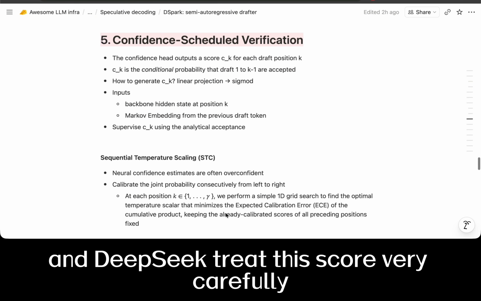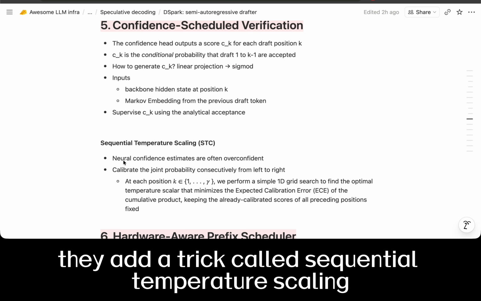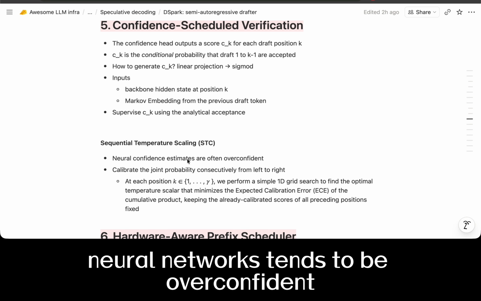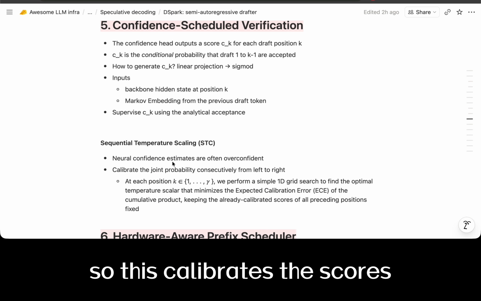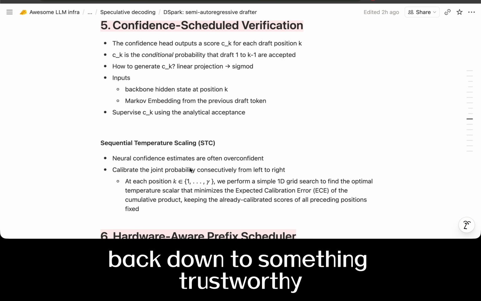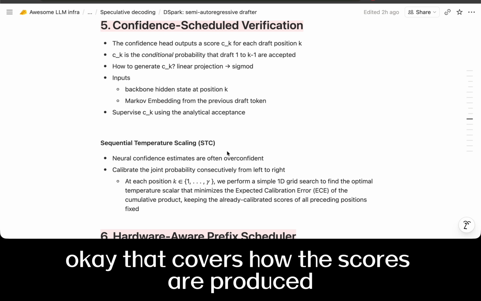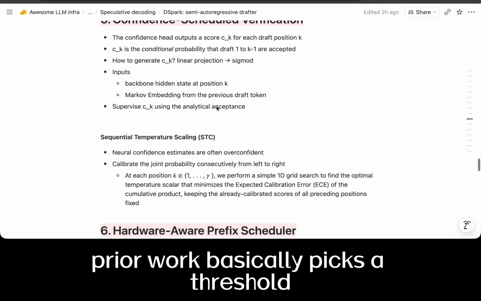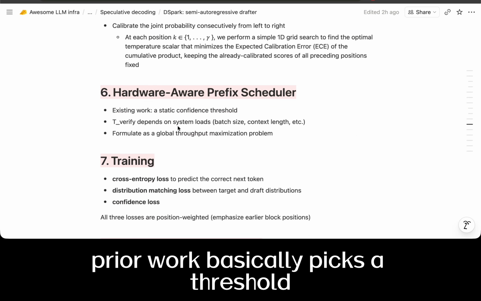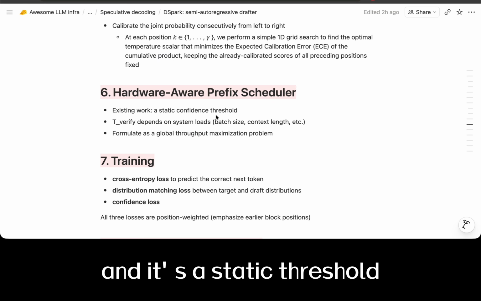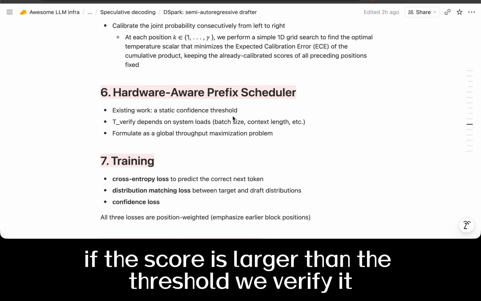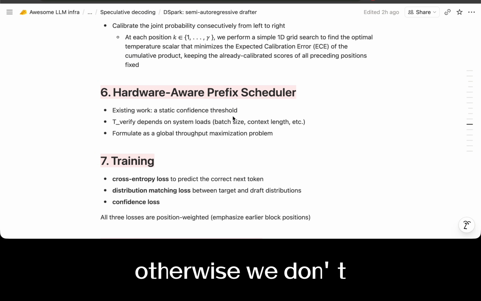And DeepSeek treats this score very carefully. They add a trick called sequential temperature scaling. The motivation is that neural networks tend to be overconfident. Their scores run hot, so this calibrates the scores back down to something trustworthy. Okay, that covers how the scores are produced. Now how do we use them? Prior work basically picks a threshold, and it's a static threshold. If the score is larger than the threshold, we verify it, otherwise we don't.